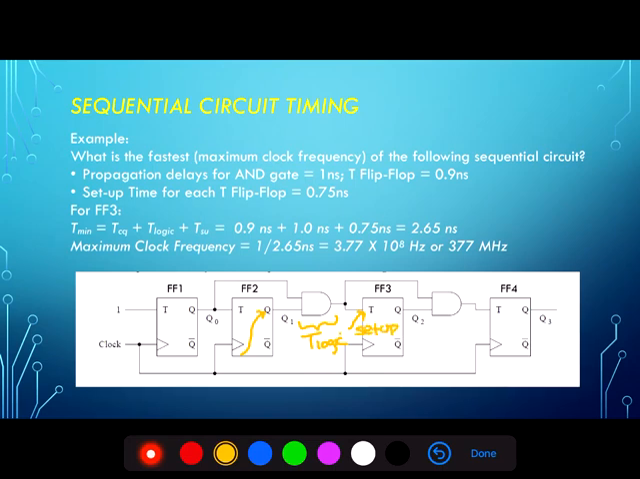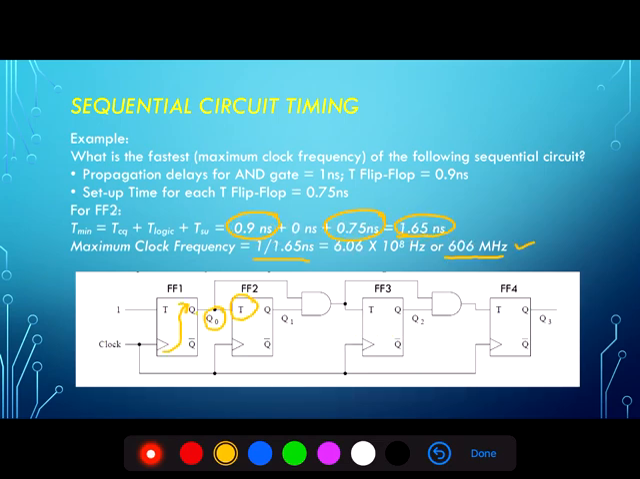So that's shown here as first in flip-flop 2, we have to wait for the propagation delay. Then we have a logic delay through the AND gate of 1 nanosecond. And then we have a setup time at the flip-flop of 0.75 nanoseconds. The total is 2.6965 nanoseconds, and taking the reciprocal, we get a maximum clock speed of 377 megahertz.